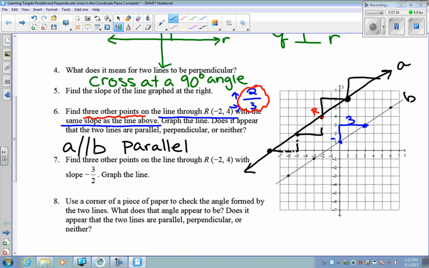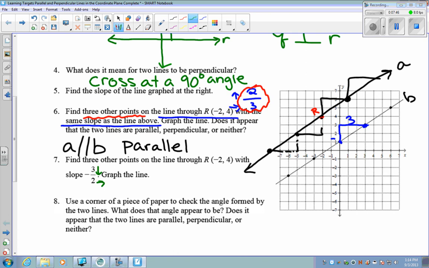Okay, just a little extra pulling in that notation. All right, now the next question says, well, let's practice the other concept. Let's find 3 other points on the line that go through R. We already have R drawn. That have a slope of -3/2. Okay, so from R, we are going to do the opposite. We are going to go down 3 because it's negative over 2 to the right. Okay, down 3 over 2.